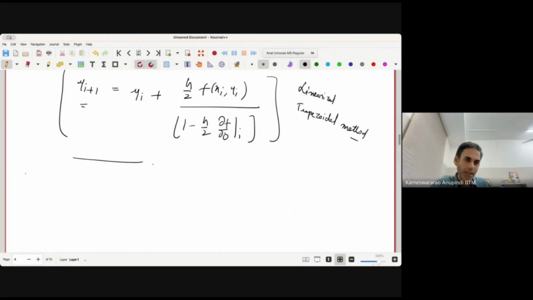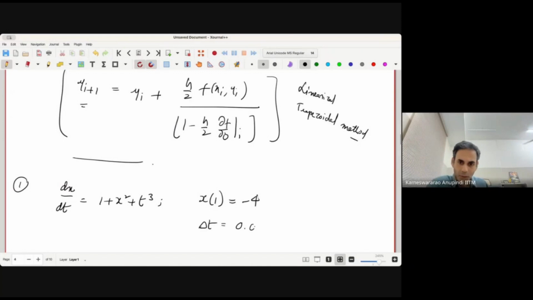For example, let us say we will work out a problem. Let me take this example. The differential equation is, let us say, dx by dt equals 1 plus x squared plus t cubed. That is what we are given. And then the initial condition is given, x of 1 equals minus 4. Let us take delta t to be equal to 0.01.